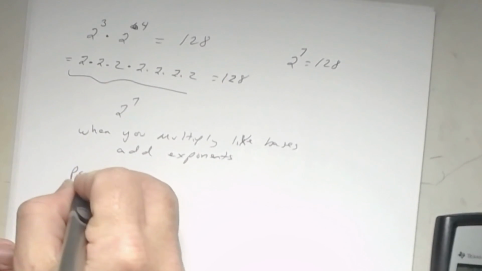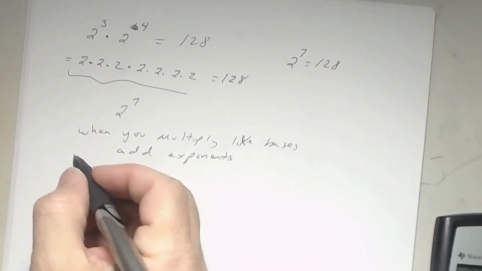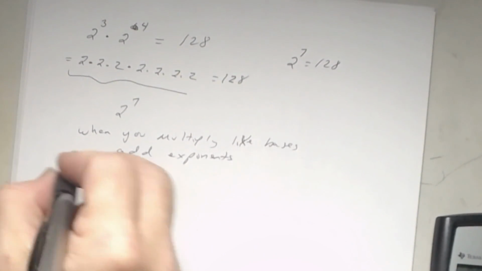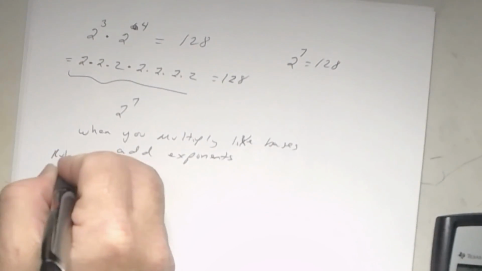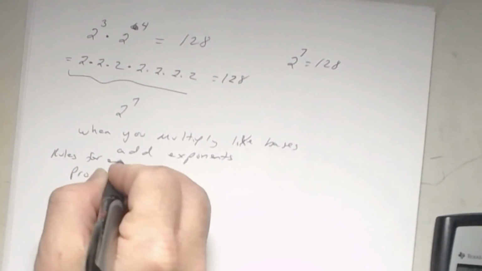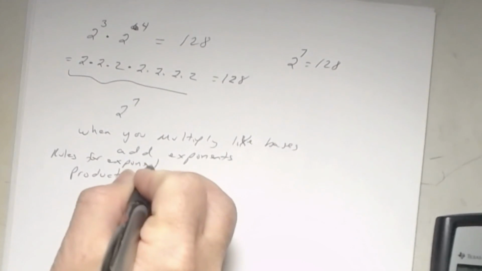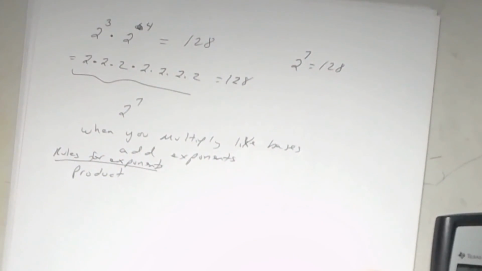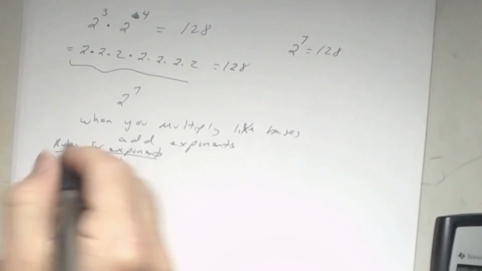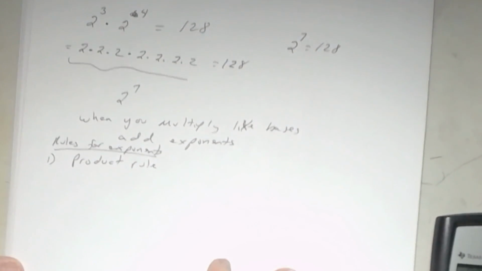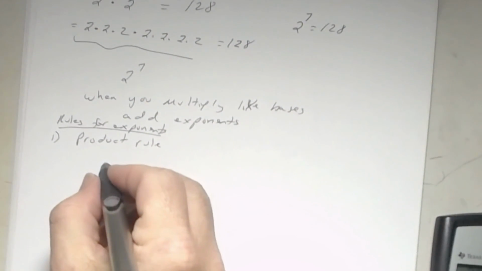So the product rule, and this is the product rule for exponents. So all the rules we're about to talk about are for exponents. Let's write it as rules for exponents. All right, rules for exponents. The first one is called the product rule. So the product rule says this.